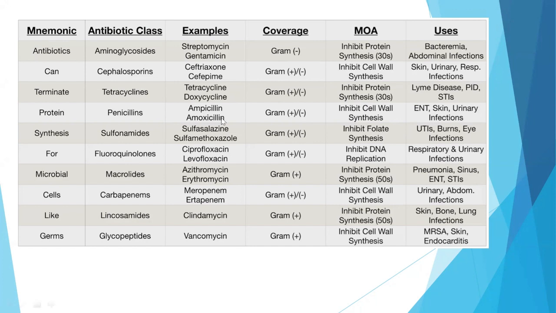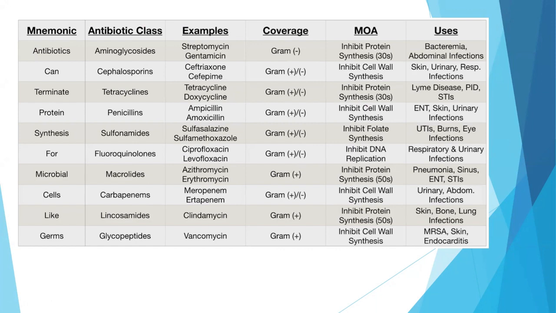Talking about sulfonamides like sulfasalazine and sulfamethoxazole, they again cover both the gram-positive and gram-negative, and they inhibit folate synthesis. They can be used in UTIs, burns, and eye infections. Ciprofloxacin and levofloxacin, which are fluoroquinolones, inhibit DNA replication, and can be used for respiratory and urinary tract infections. Macrolides like azithromycin and erythromycin cover the gram-positive organisms, and they again inhibit protein synthesis, that is 50S, and they can be used for pneumonia, sinus infections, and ENT infections.